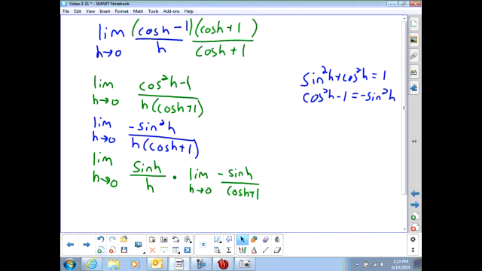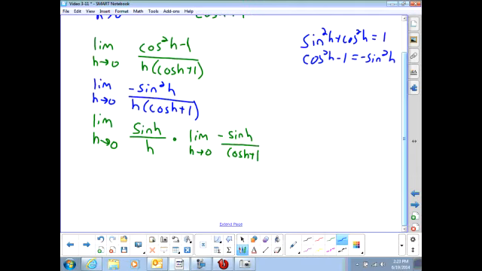And our reason for doing this is that left-hand limit there, we know the limit as h approaches 0 of sine h over h is just equal to 1. Again, that was the example we saw back in Unit 2 that we did with a table. And on the right here, this is something we can do direct substitution with. This will end up equaling negative sine of 0 over cos 0 plus 1. Well, sine 0 is 0, so we'll get 0 on the top. Cos 0 is 1, so we'll get 1 plus 1 is 2. So we'll get 0 over 2, which is just 0. So really, this whole second part is just 0. And 1 times 0 is 0.